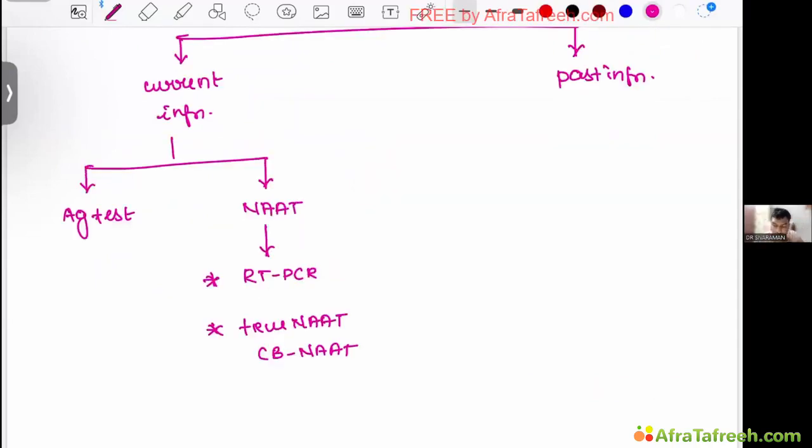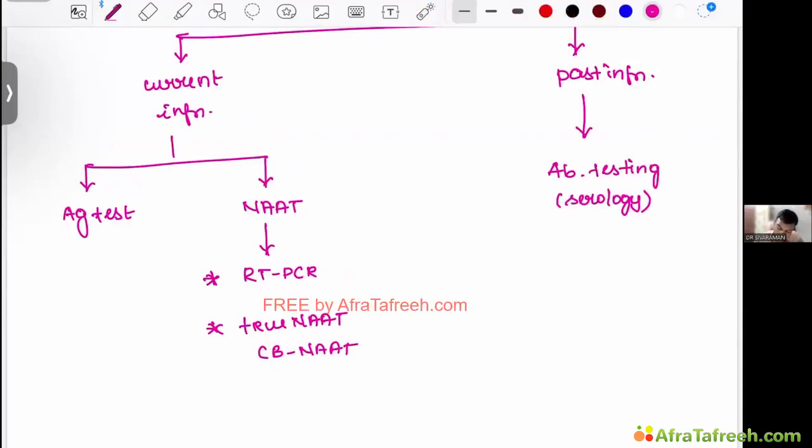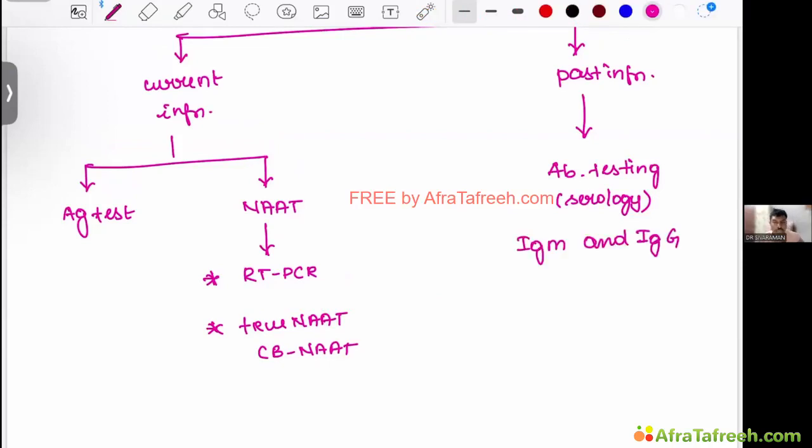Whereas if you want to know the past infection, then you have to go for antibody testing using serology, where you have IgM and IgG.